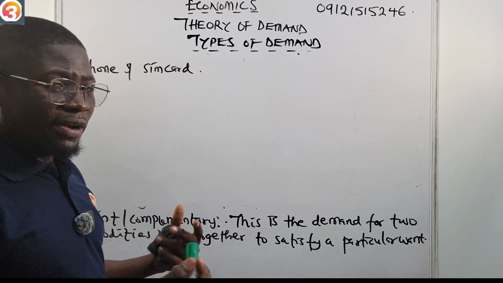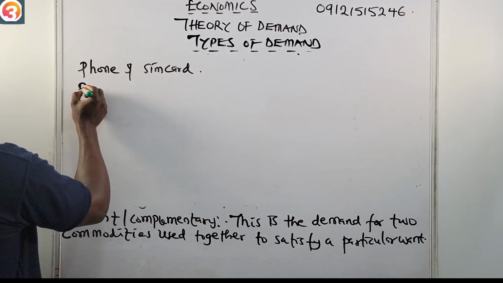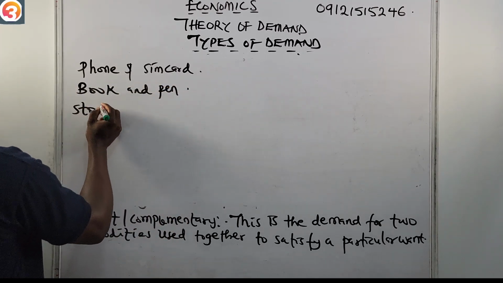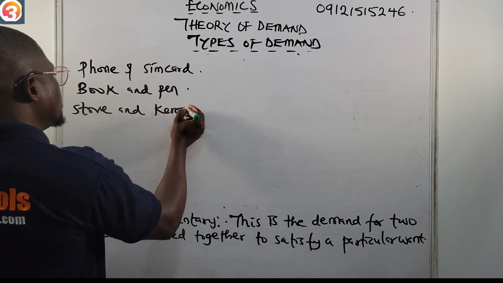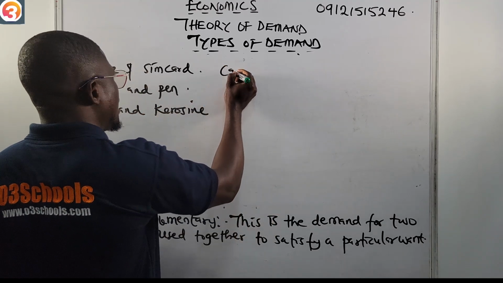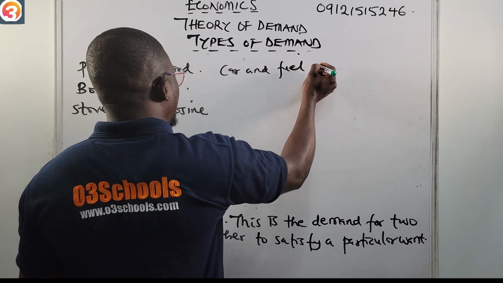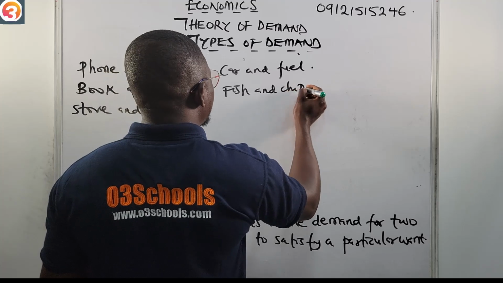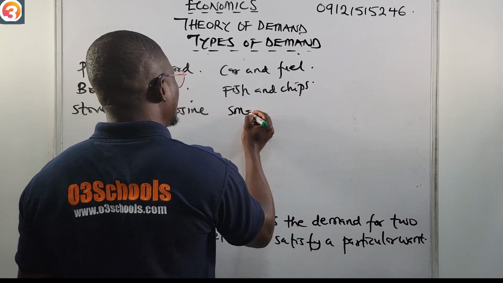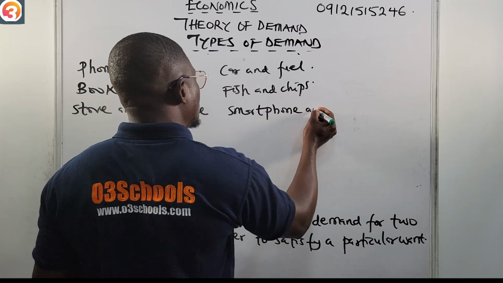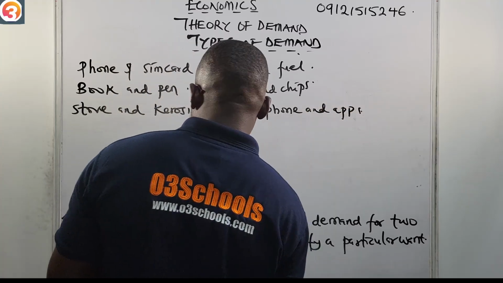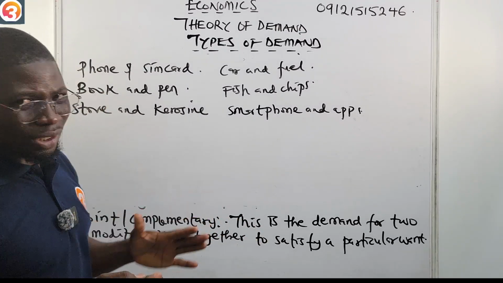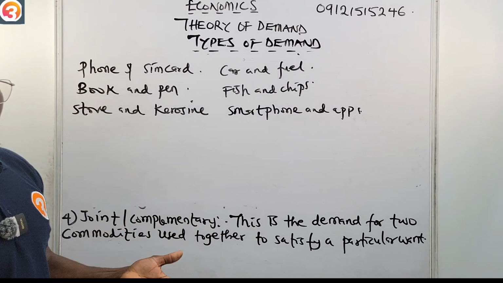Another very good example is your book and pen. Another example is your stove and kerosene. Another example is your car and fuel. An example is your fish and chips. Another example is your smartphone and apps on the phone. So these are examples of complementary demand. They go together. You cannot use one without the other.